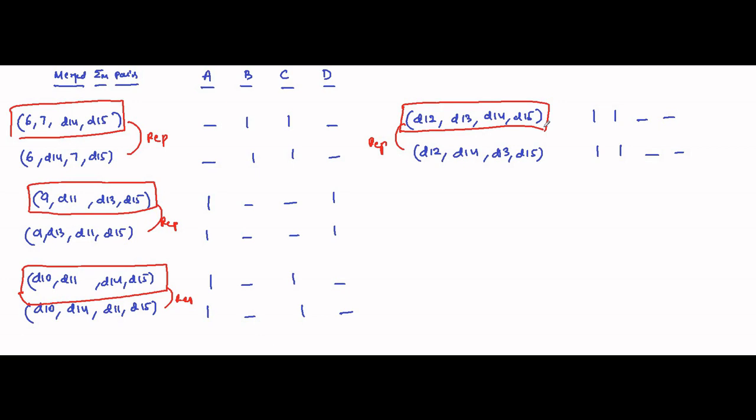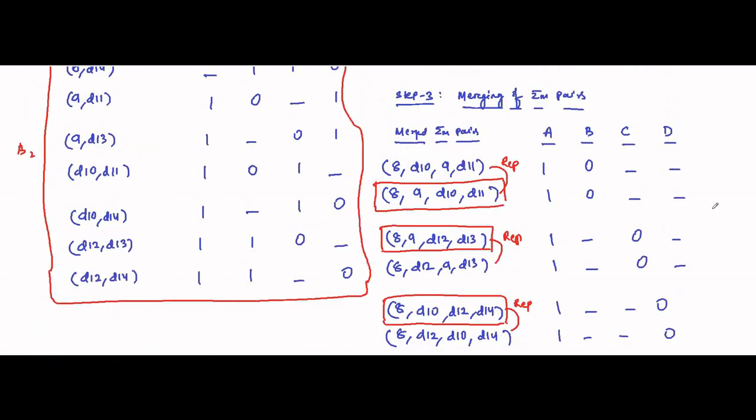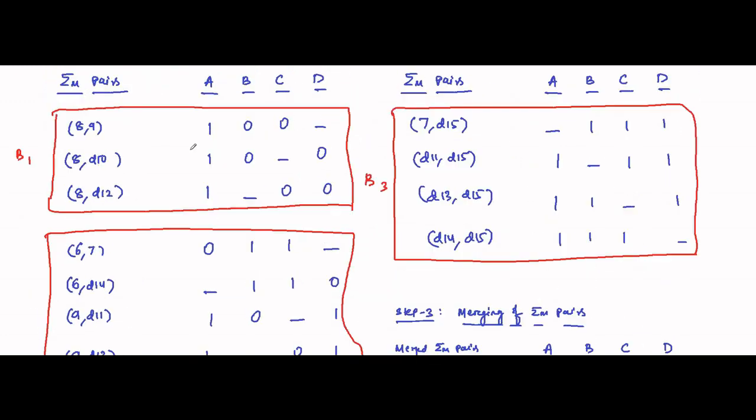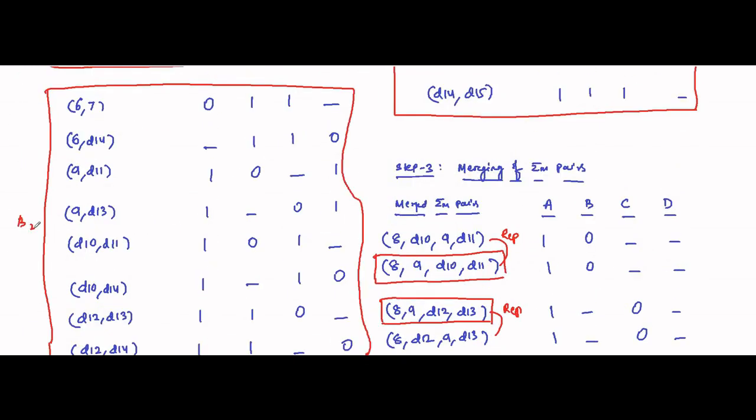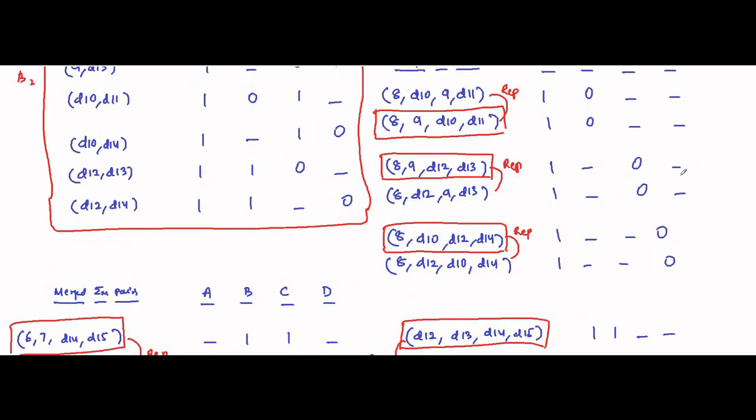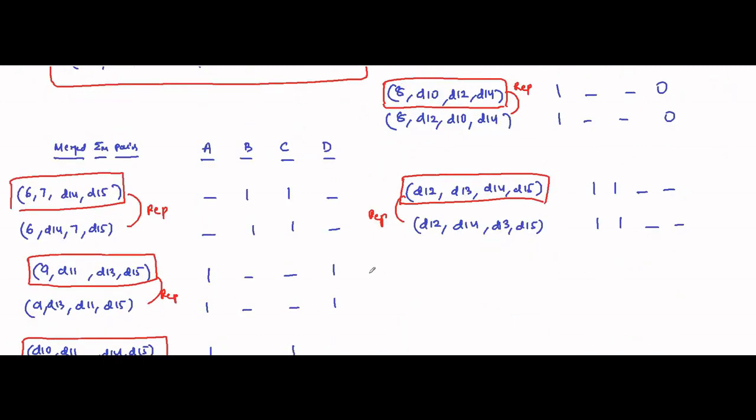Again, another interesting thing here. If you see the merged minterm pairs here, this is one group of merged minterm pairs that are formed between B1 and B2, and this is one group of merged minterm pairs which is formed by merging minterm pairs of B2 and B3. So we will call this C1 and this C2, the ones highlighted in red.